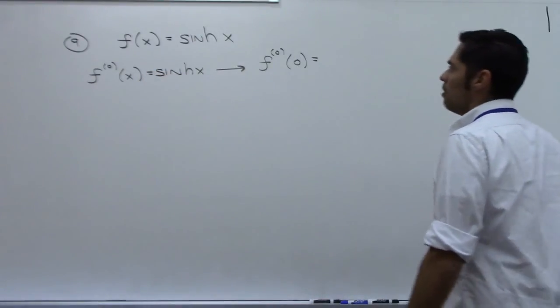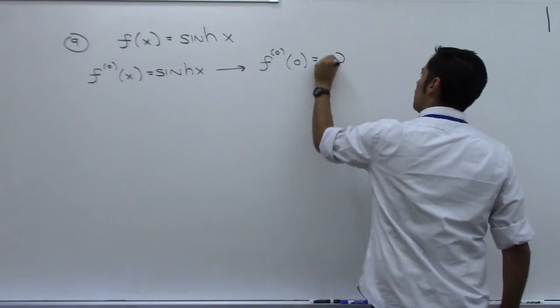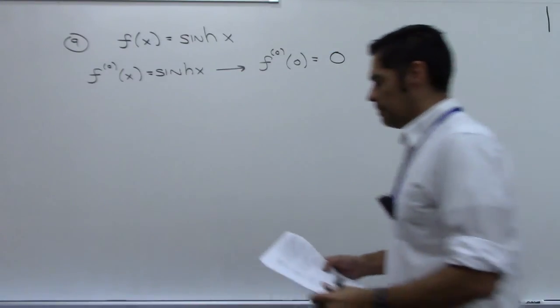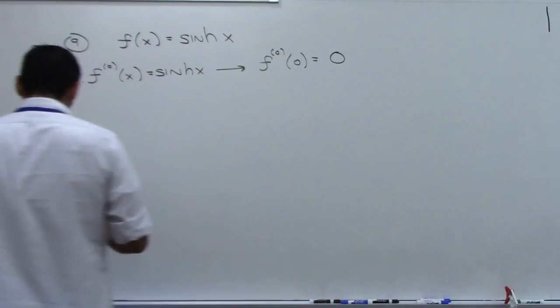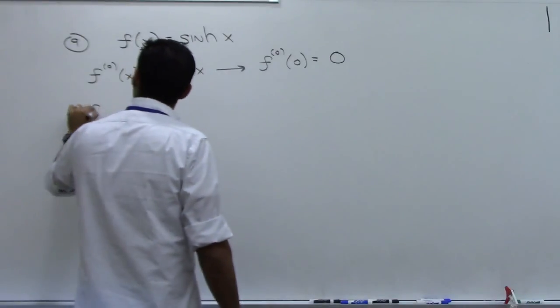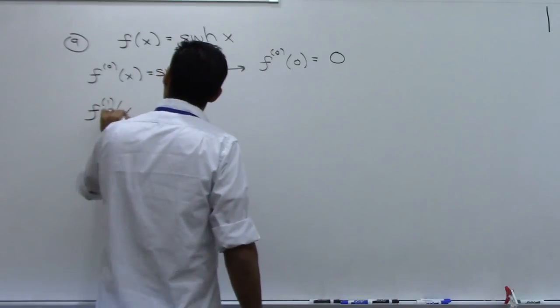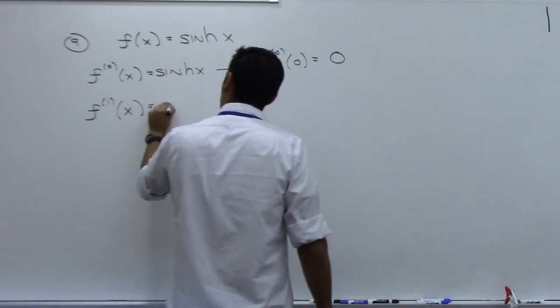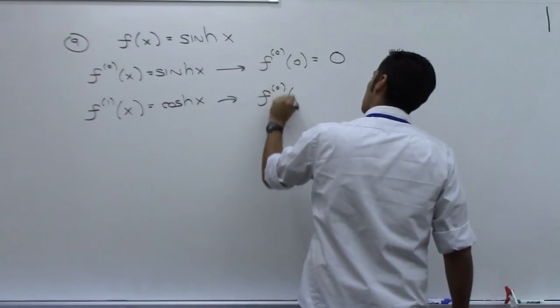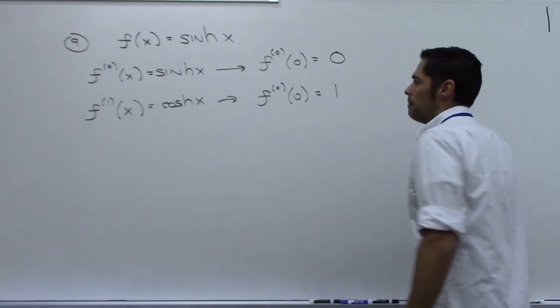And if you plug 0 into sine hyperbolic, you get 0. So go back and look at the definition of sine hyperbolic. We did that earlier this semester. It involved powers of e. So if you plug that 0 into it, you'll get 0. And then when you take the first derivative, the derivative of that is just cosine hyperbolic x. And if you plug 0 into that, you get 1.